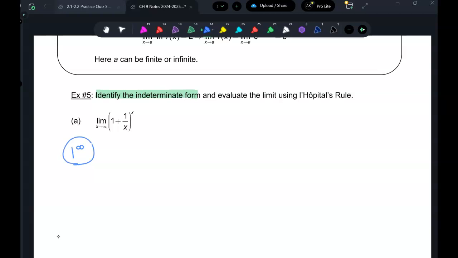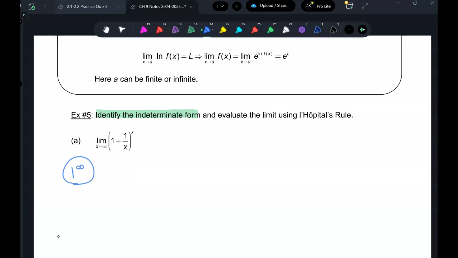Can it be any number to the infinity or only 1? Like 2 to the infinity? Yeah, I'm sure 2 to the infinity would be infinity.